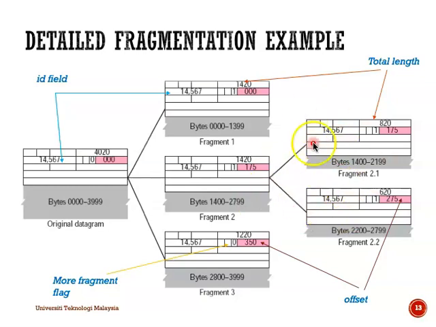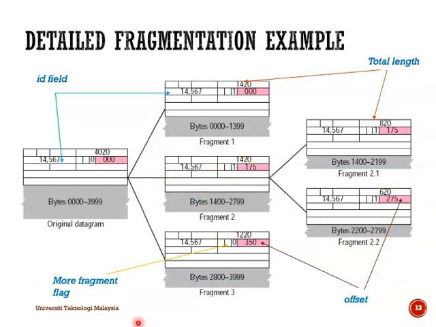In this example, the second fragment itself is fragmented into two other fragments, of 800 bytes and 600 bytes. This total length shows 800 bytes plus 20 bytes header. We assume that the header has the minimum size of 20 bytes, so the total length here is 820. The offset shows the relative position of the fragments to the original data, and this is the offset to this data.